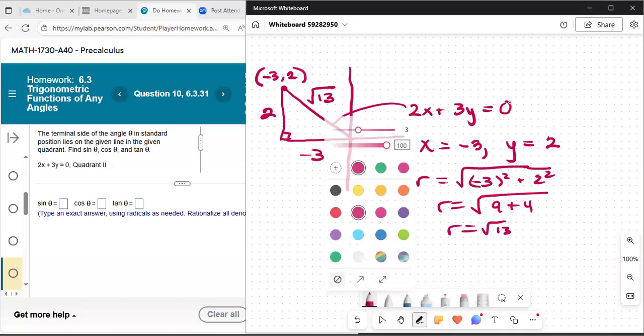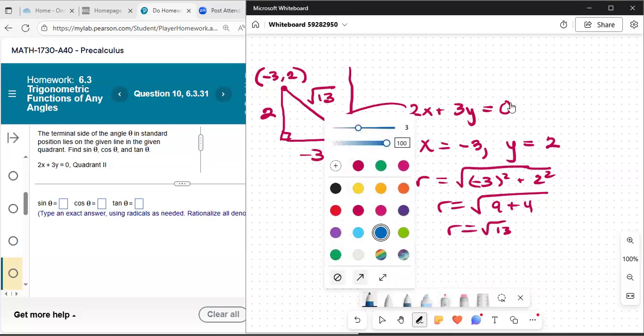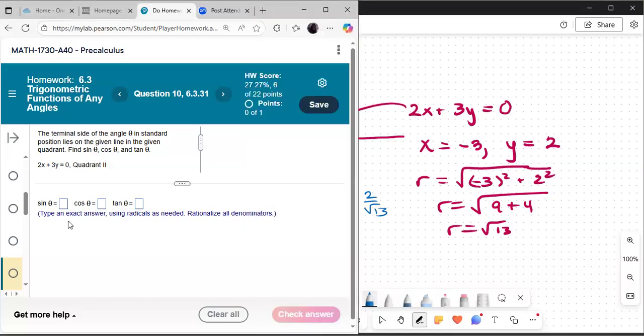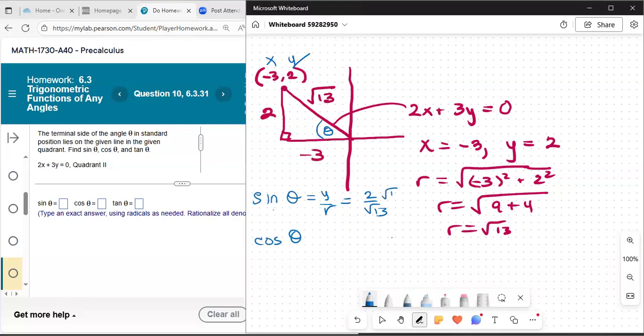So to find the 6 trigonometric functions, the sine of theta here. The sine is y over r, and here's my x and here's my y. So y is 2 over square root of 13. The cosine, okay, now it says type an exact answer using radicals as needed and rationalize all denominators. So we will definitely need to rationalize this.